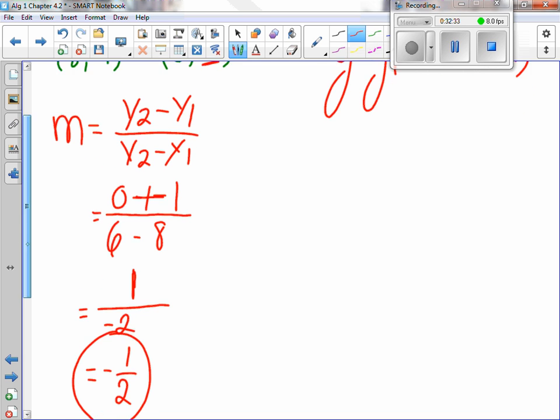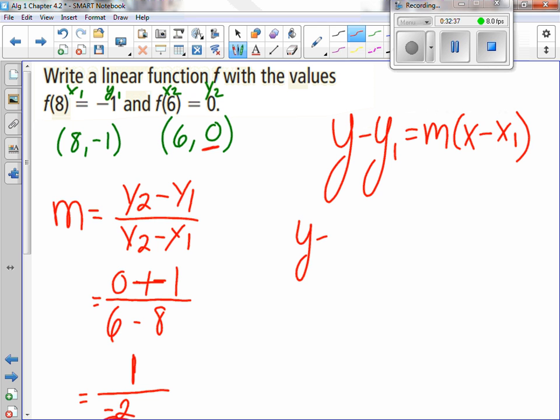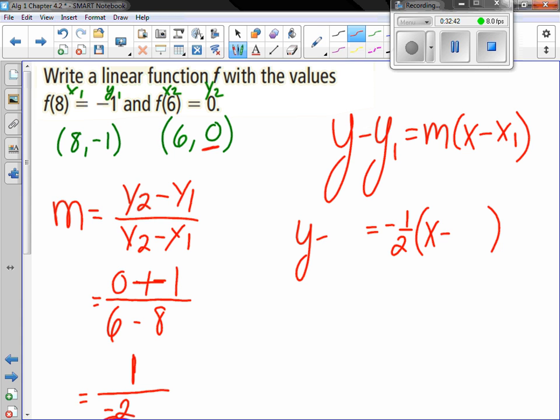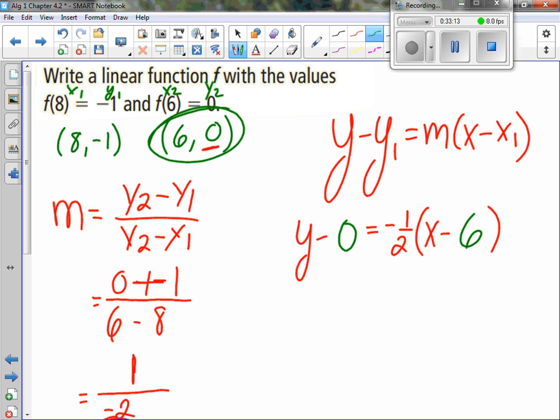Okay. Now we can come back up to our equation, and we can plug -1/2 in for the slope. Now, which one of these 2 points do we want to use? Use the one with 0, because if I have a point with 0 as either the x or the y, I'm going to use it. And let's see why. Let's see how this works. So the y value for this is 0, yes? So over here I'm going to plug in, and the x value would be 6, okay?